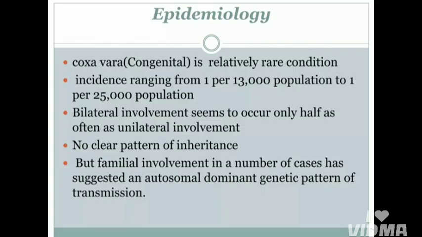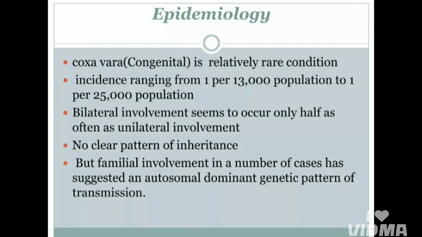Then we can see the epidemiology. Coxa vara is a relatively rare condition, with incidence ranging from 1 per 13,000 population to 1 per 25,000 population. Bilateral involvement seems to occur only half as often as unilateral involvement. There is no clear pattern of inheritance, but familial involvement in a number of cases has suggested an autosomal dominant genetic pattern of transmission.